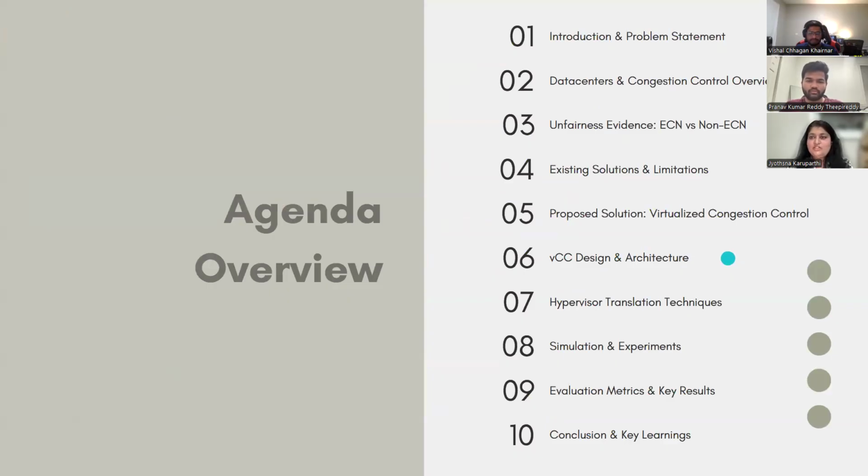I'll begin with the introduction, the problem statement, and background on data centers and congestion control. Then I will explain the unfairness problem, why existing solutions fall short, and introduce the paper's proposed solution. After that, Vishal will explain the technical design, architecture, and the hypervisor translation techniques used in VCC. And finally, Pranav will cover the simulation setup, key environmental results, and experimental results, and we will conclude with our main learnings from the paper.